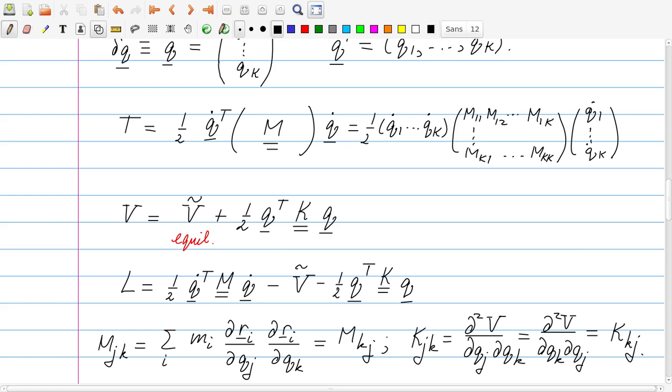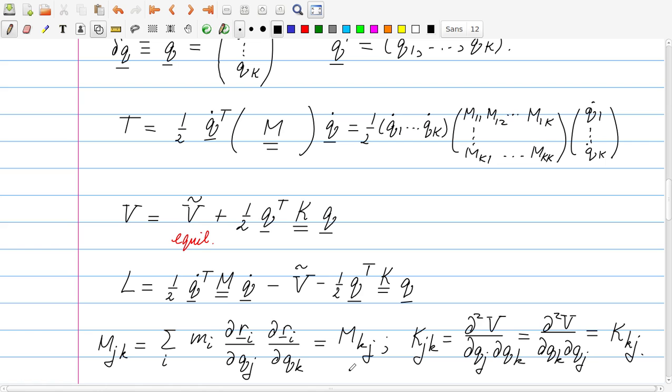To see this, we consider again the definition of m_jk, which is the sum over i of m_i, dr_i/dq_j, dr_i/dq_k. And you can see that when I swap these two terms, it's just a product, you have the same result, and therefore m_jk is equal to m_kj. In other words, M is a symmetric matrix.